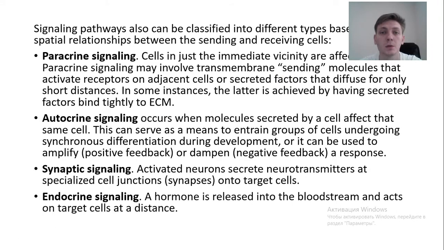Signal pathways can be classified into different types based on the spatial relationships between the sending and receiving cells. We have paracrine signaling, autocrine signaling, synaptic signaling, and endocrine signaling. Paracrine signaling is when one cell produces some hormone-like messengers that control the neighboring cells.